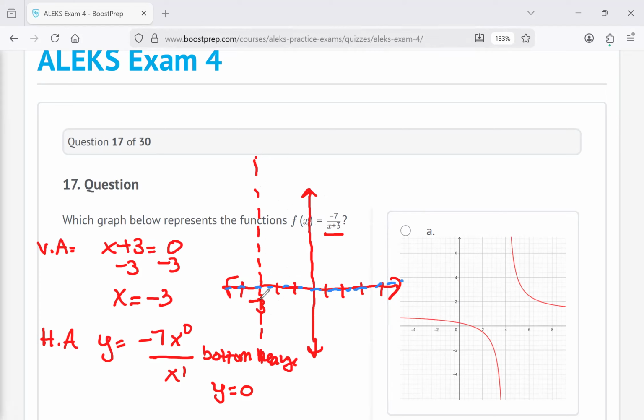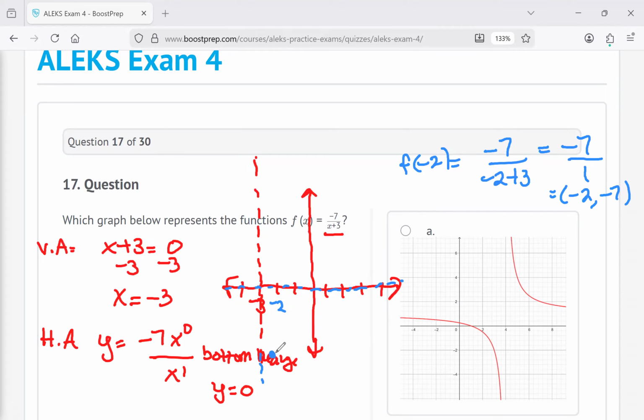So I can't use the x value -3, but I could use the x value -2. So that's -7 over 3 minus 2, which is 1. And then that gives you -2, -7. -7 is way down here, right? So it's going to go like this.